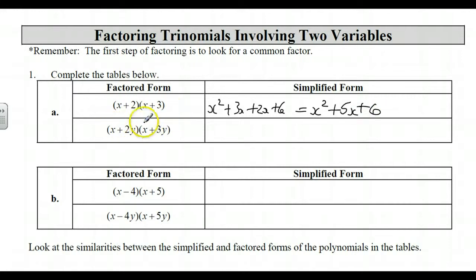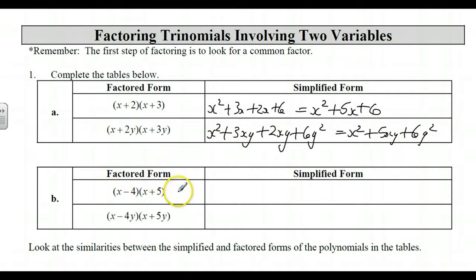What about this? Well, for FOIL, first x squared plus 3xy plus 2yx, but hey, if we're going to do that, remember we always write in alphabetical order, plus 2xy plus 6y squared. x squared plus 5xy plus 6y squared.